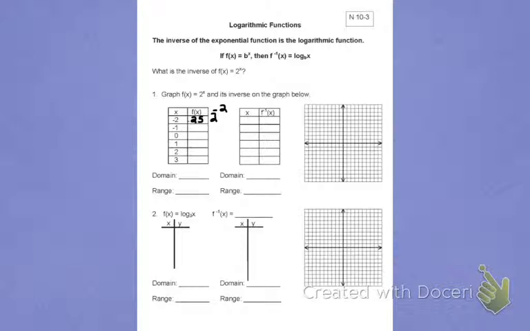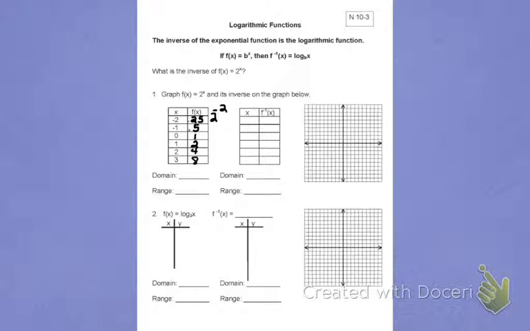Now, 2 to the -1 power is 1/2 or 0.5. And that's what you're going to see in the calculator. 2 to the 0 power, remember x is in the exponent on these exponential functions. 2 to the 0 power is 1. 2 to the first power is 2. 2 squared is 4. And then 2 cubed is 8.